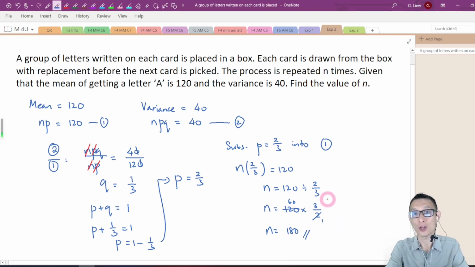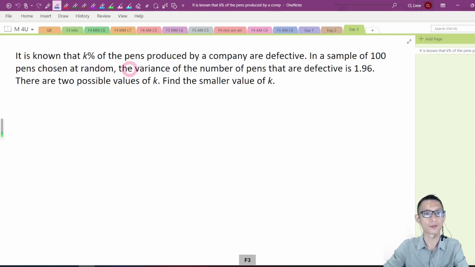Okay, now let's try one more question. It is known that K% of the pens produced by a company are defective. In a sample of 100 pens chosen at random, the variance of the number of pens that are defective is 1.96. There are two possible values of K. Find the smaller value of K.